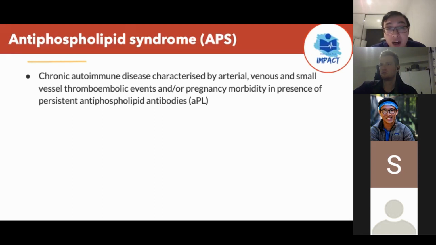And then there are two other antibody tests that you need to order: anticardiolipin and anti-beta-2 glycoprotein 1, and these usually take forever to come back. I mean, I ordered these blood tests on this patient that I'm talking about last week, and it still hasn't come back, but it is necessary for the diagnosis of antiphospholipid syndrome.